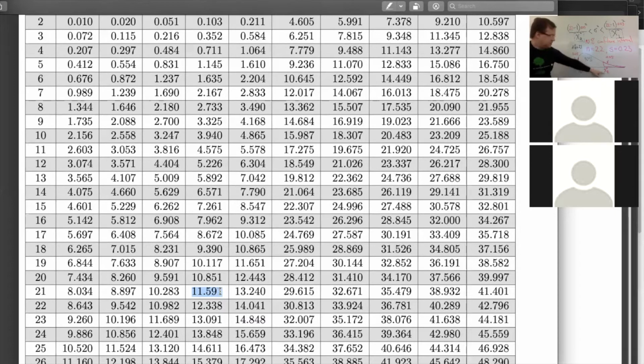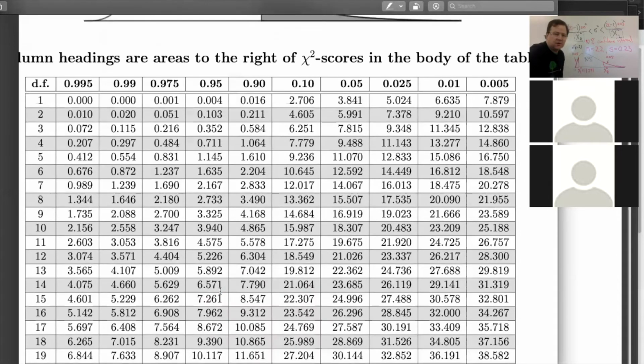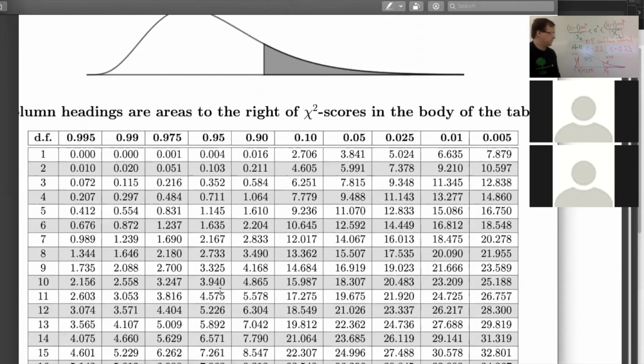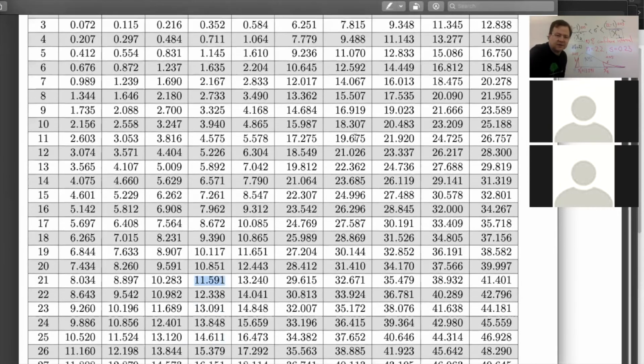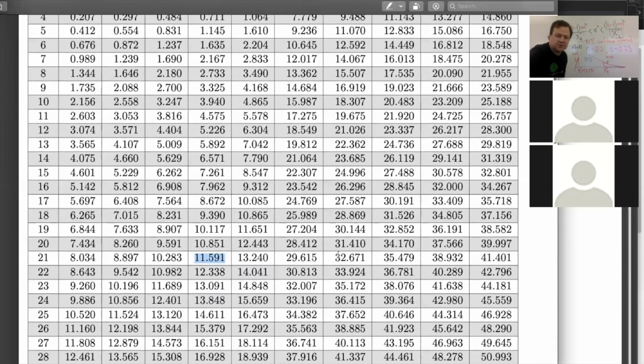But we still need one more number. I need chi-square R. And where will I look in the table for chi-square R? 0.05. So that's this column right here. And going down to the 21st row, I think it's this one, right? It's 32.671.